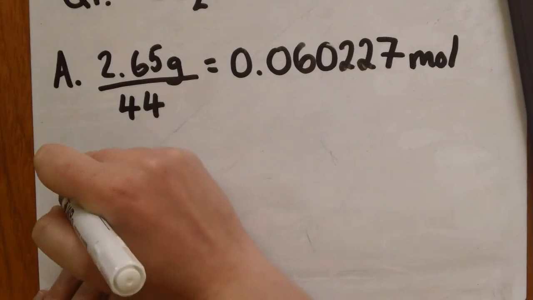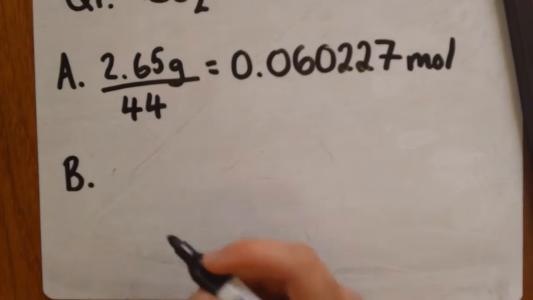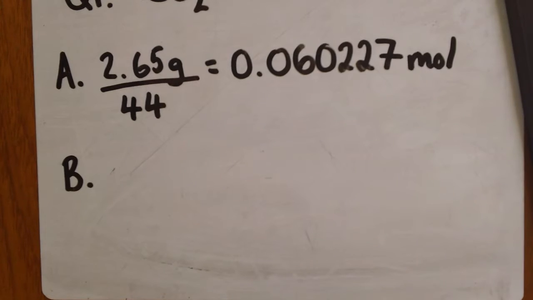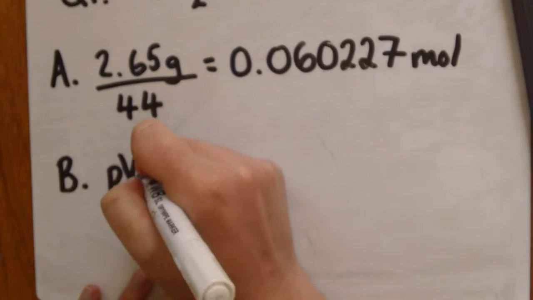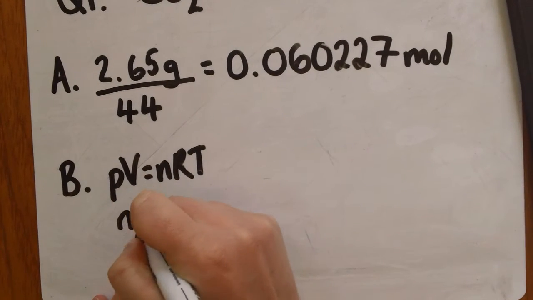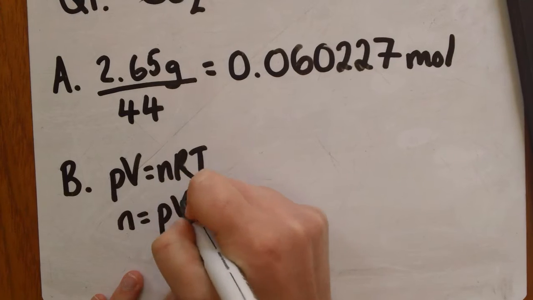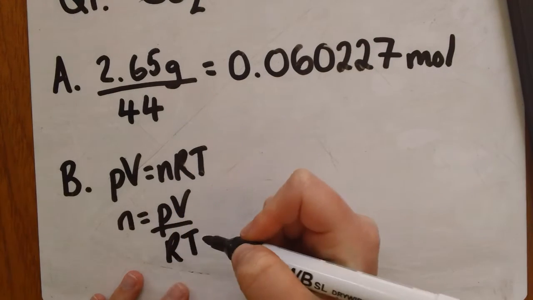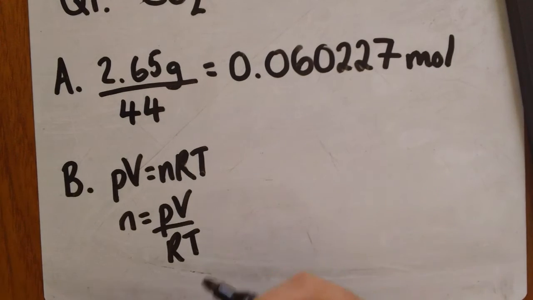For B, we have got volume, temperature and pressure. So we're using the PV equals nRT equation. We want to find moles, so that will be PV divided by RT. And this is what we're using for B, C and D.